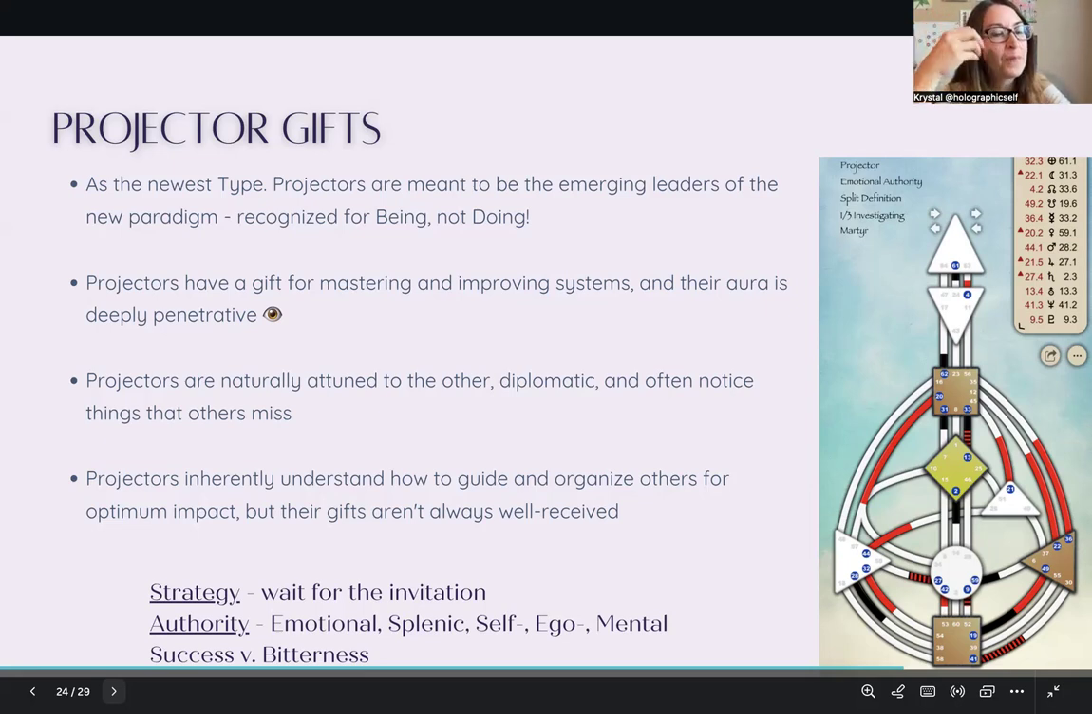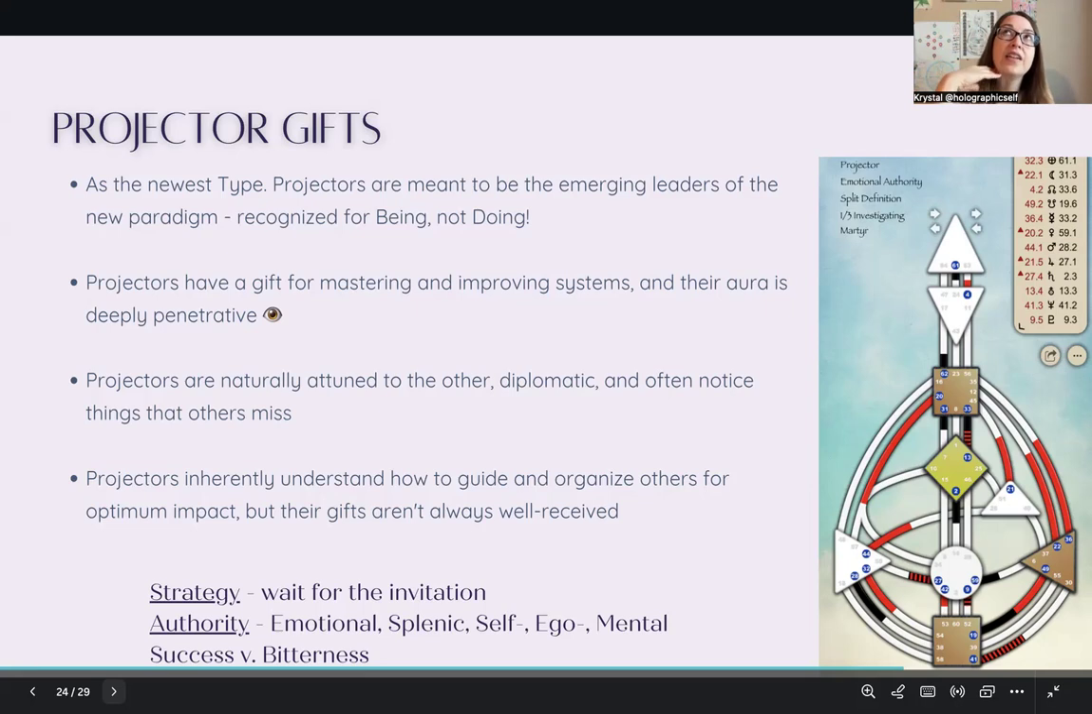So projectors tend to be diplomatic. They often notice things that others miss, and they do inherently understand how to guide and organize other people and their energy in order for maximum impact. However, as I just said, sometimes that gift is not well received. And so that is why the projector's strategy is waiting for the invitation. I have seen people take this to the extreme.